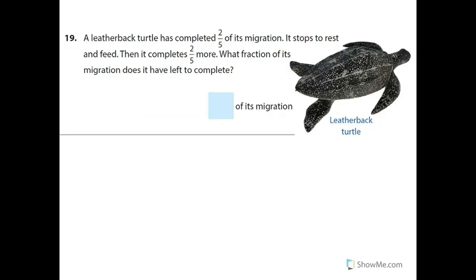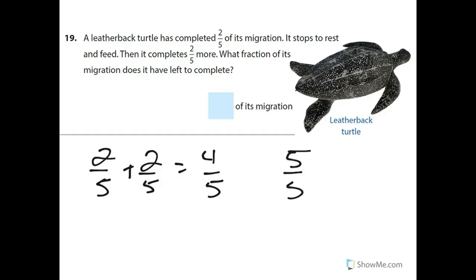Alright, let's go on to number 19. Go ahead and read and solve number 19, and then we'll go over it. A leatherback turtle has completed 2/5 of its migration. It stops to rest and feed. Then it completes 2/5 more. What fraction of its migration does it have left to complete? So it goes 2/5 and then another 2/5. Well, that's going to be 4/5. Well, if 5/5 is its whole migration, and we subtract 4/5, it's going to have 1/5 left. So 1/5 of its migration.